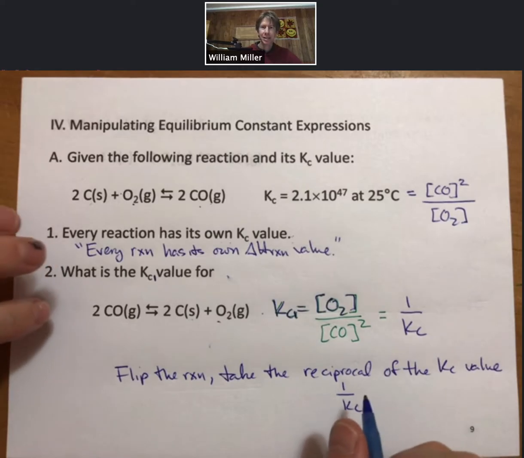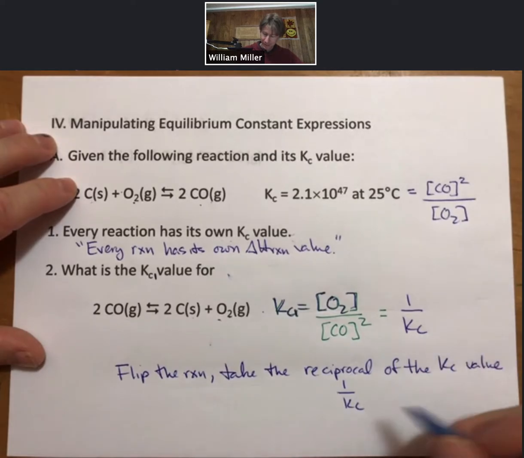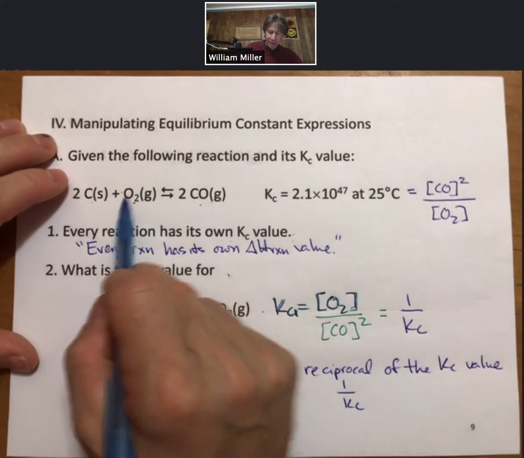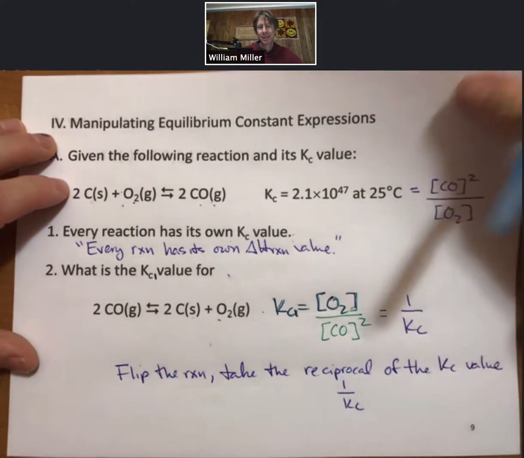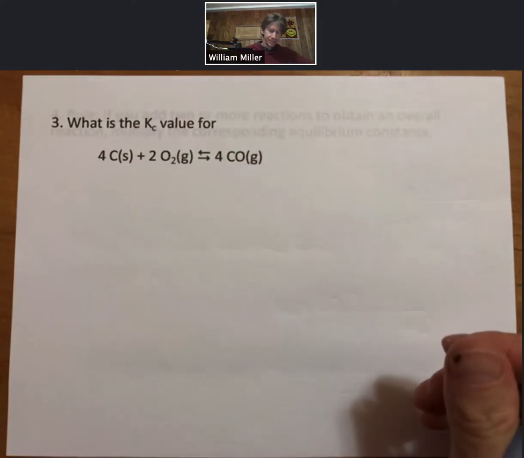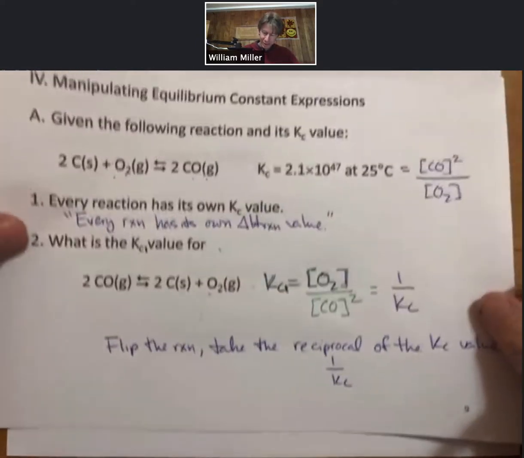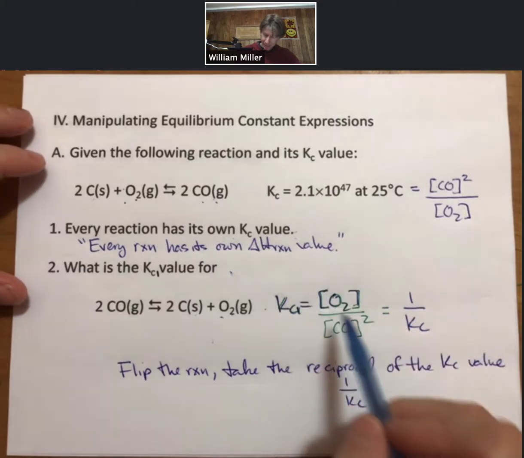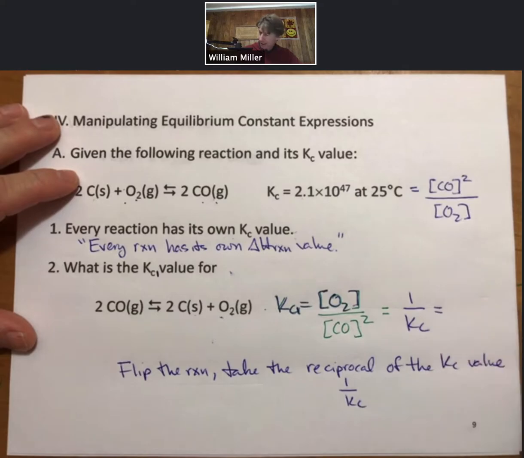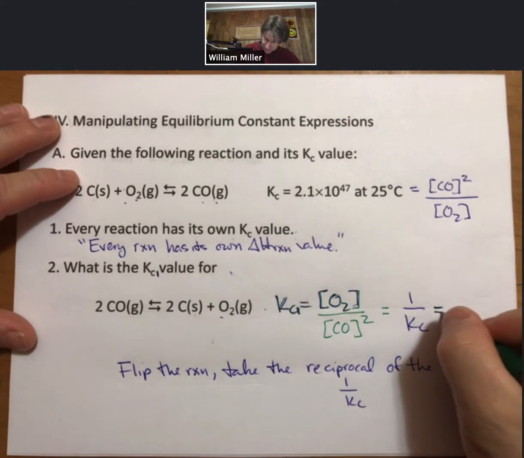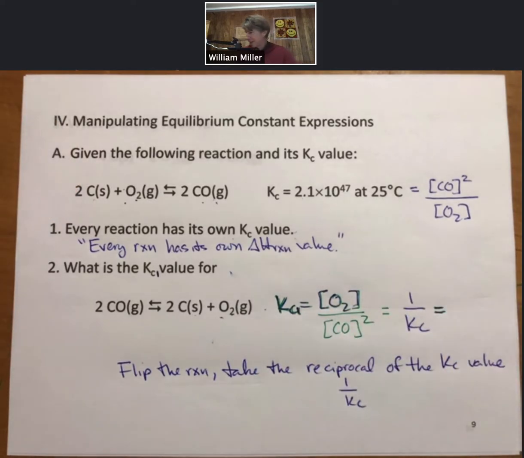But that is something that comes up quite often: changing the reactants and products and taking the reciprocal of the Kc value. Now, let's see. Oh, so I should actually find this value. So if Kc was 2.1 times 10 to the 47th, then Kc1 is 1 over that.